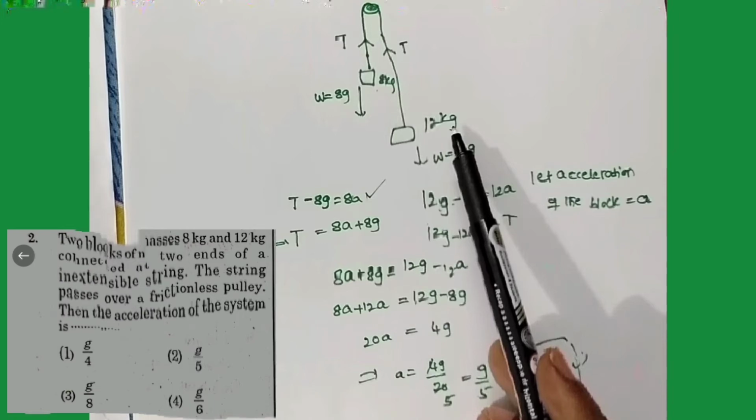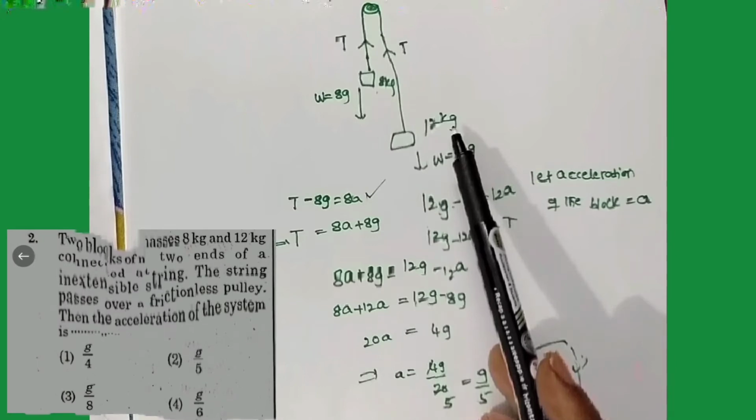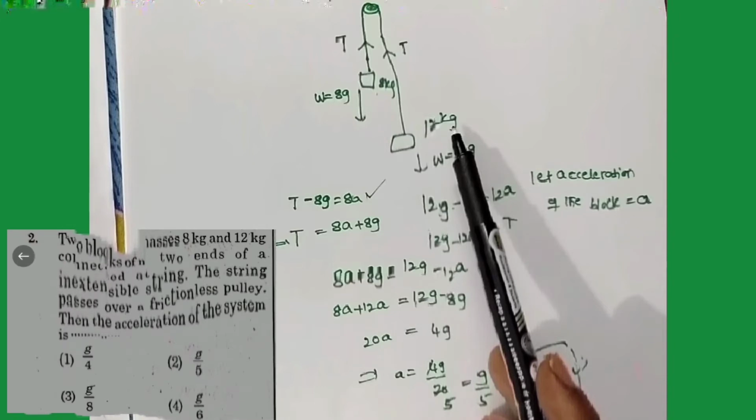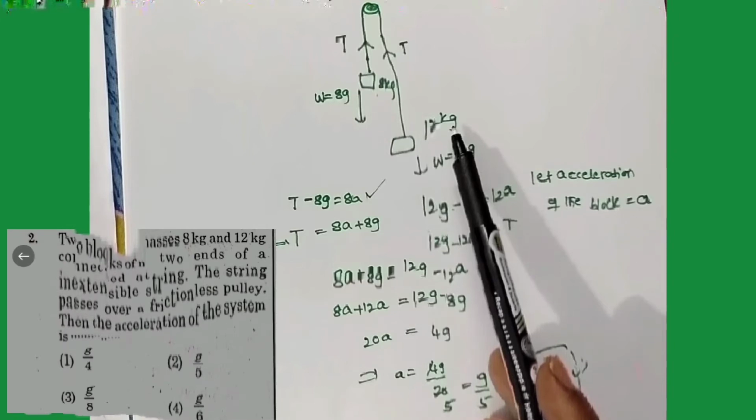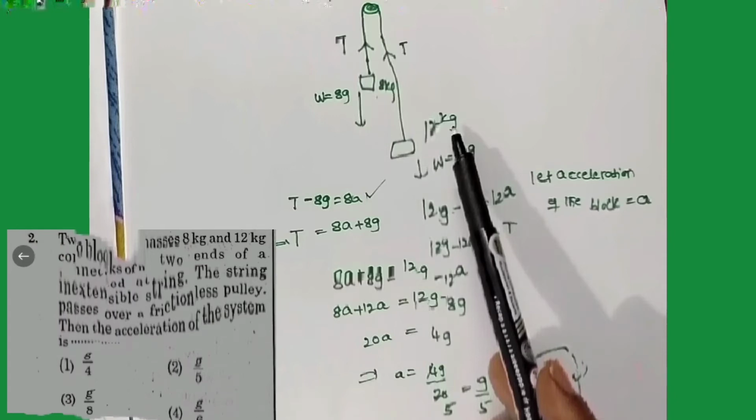Watch this bit. When the velocity of a body is doubled, then its KE is doubled, its PE is doubled, its momentum is doubled, both PE and KE are doubled. So here the velocity of the body is doubled. V dash is equal to 2V, that means the velocity of the body is doubled.